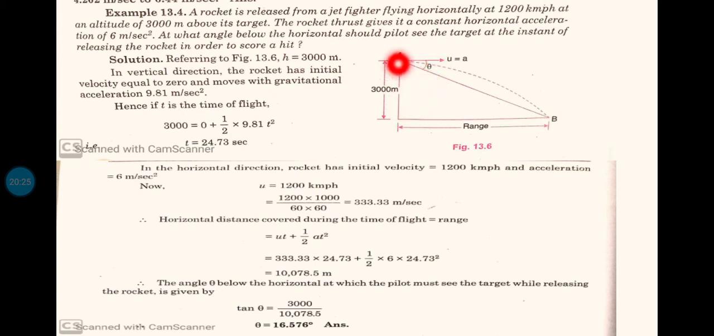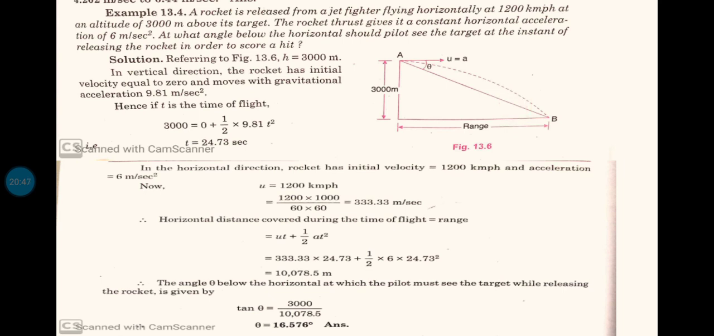This we know is already 3000 meter. If you are somehow able to find the range, from the equation tan theta equal to 3000 by range, then you can calculate the value of theta. Since this is theta, this angle also will be theta. That is our aim. So going to the solution part, h is equal to 3000 meter.